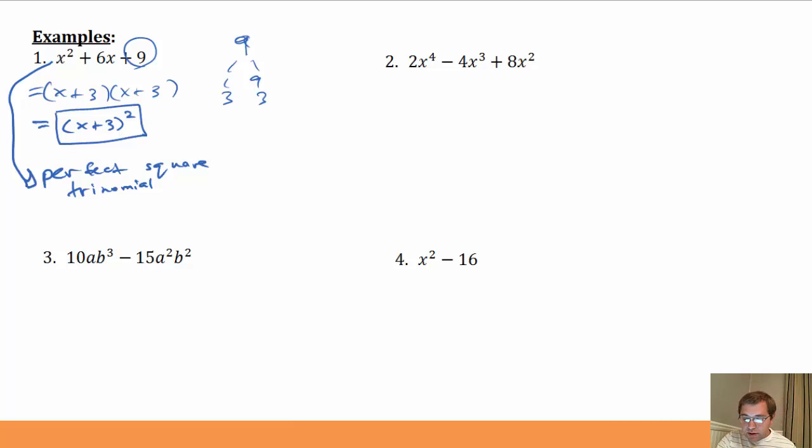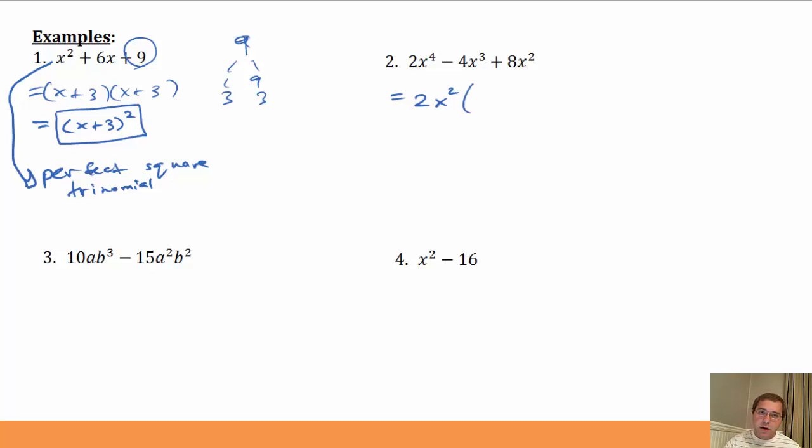Number 2, 2x to the 4th minus 4x cubed plus 8x squared. We look for a greatest common factor. We notice that all 3 terms have a factor of 2, so we can take a 2 out, and we also notice that all 3 terms have x's. So we can take out x's, and the most we can take out are 2 x's, x squared, because that is the lowest power of the variable. We factor a 2x squared out of everything.